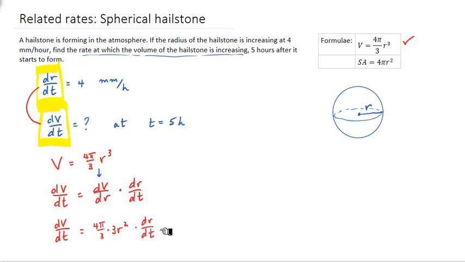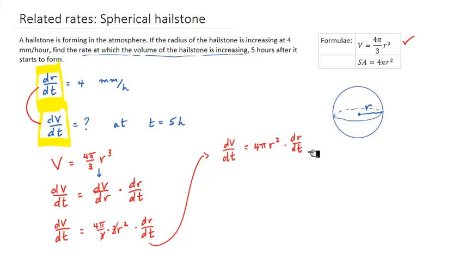Well, this simplifies quite nicely. We have dV by dt. We have a 3 and a 3 that cancel, and we are left with 4 pi r squared times dr by dt. So there's our relationship between dV by dt and dr by dt, a bit simplified.